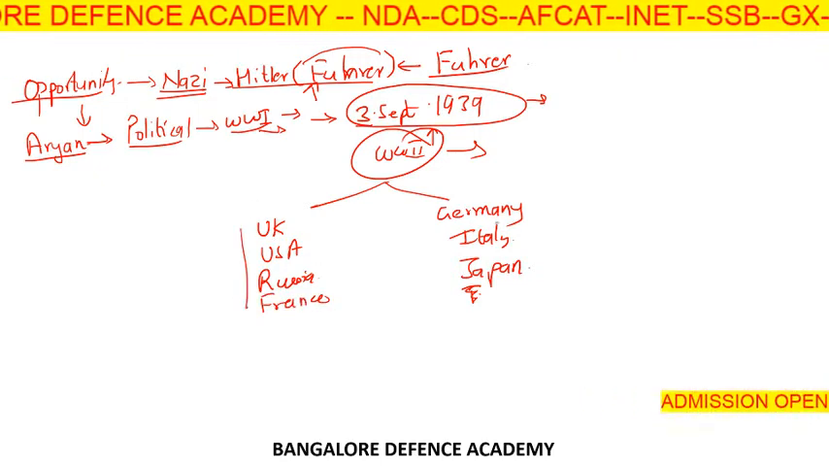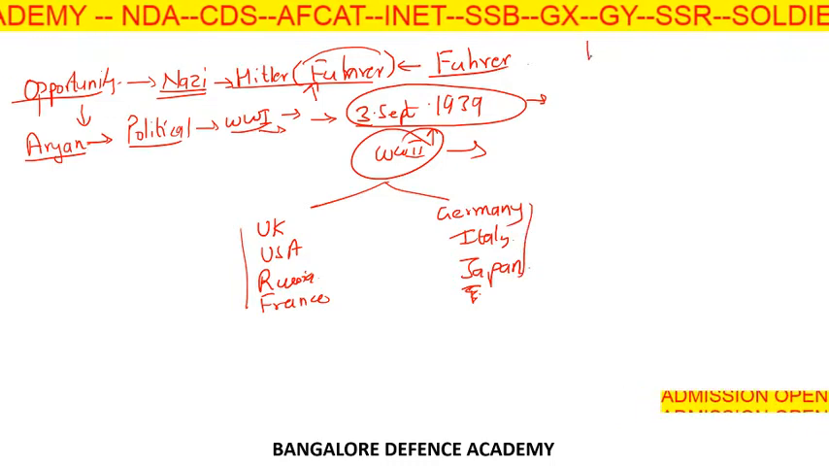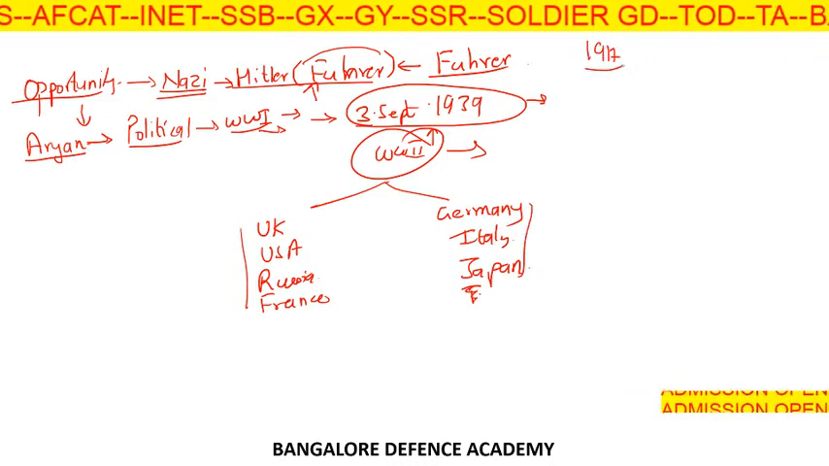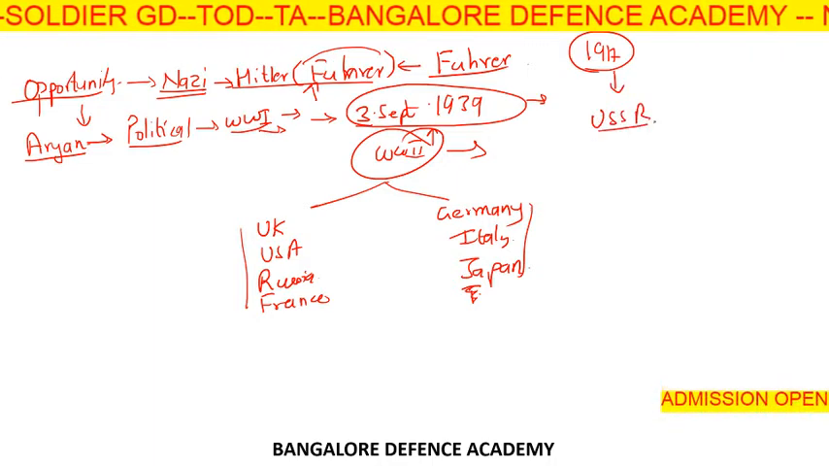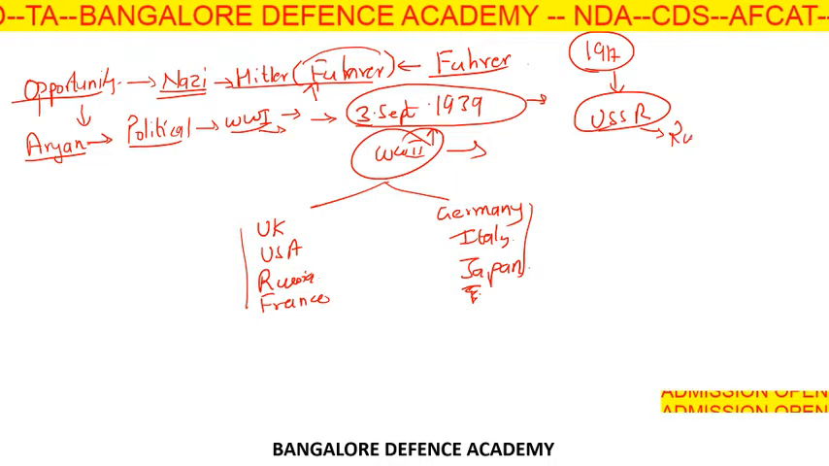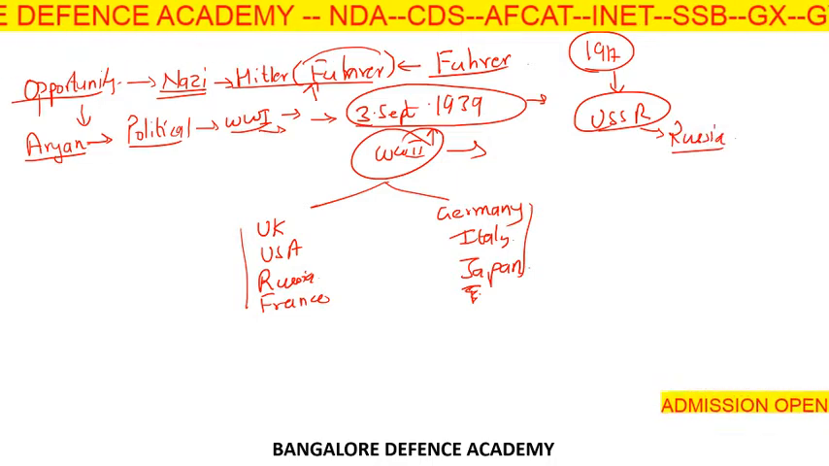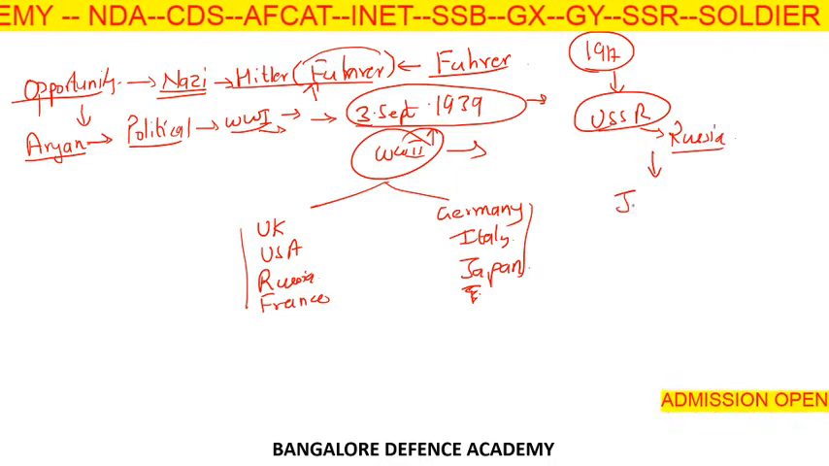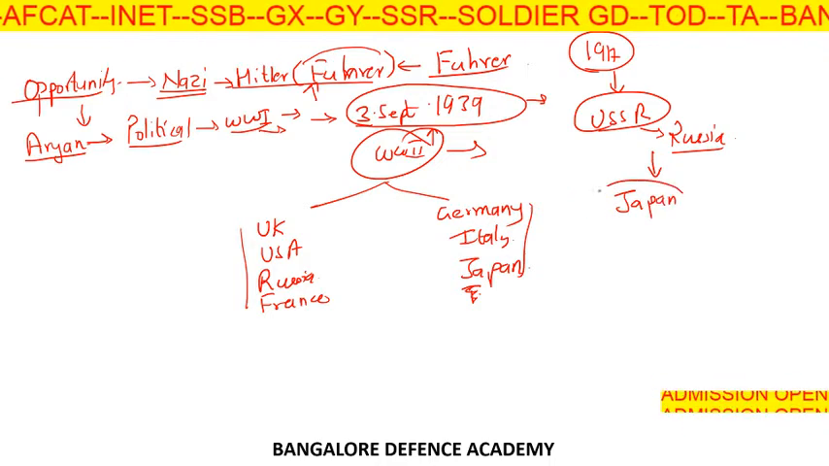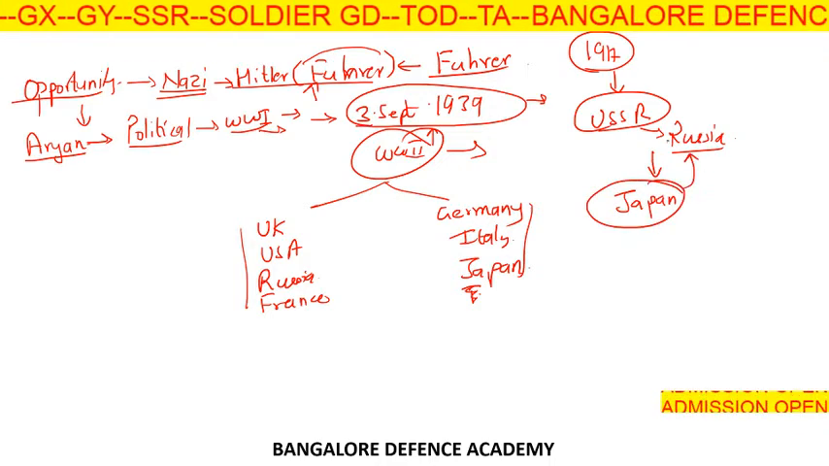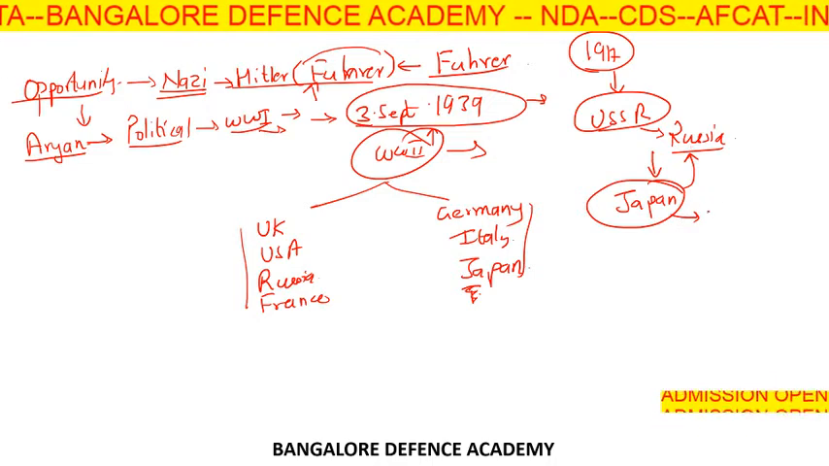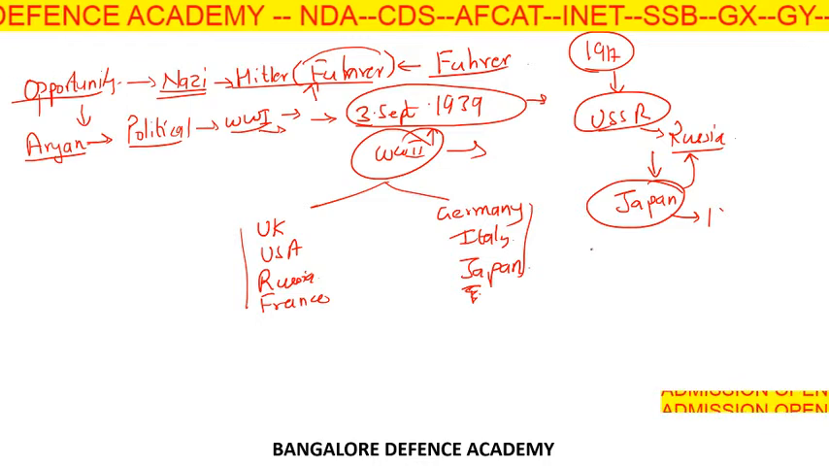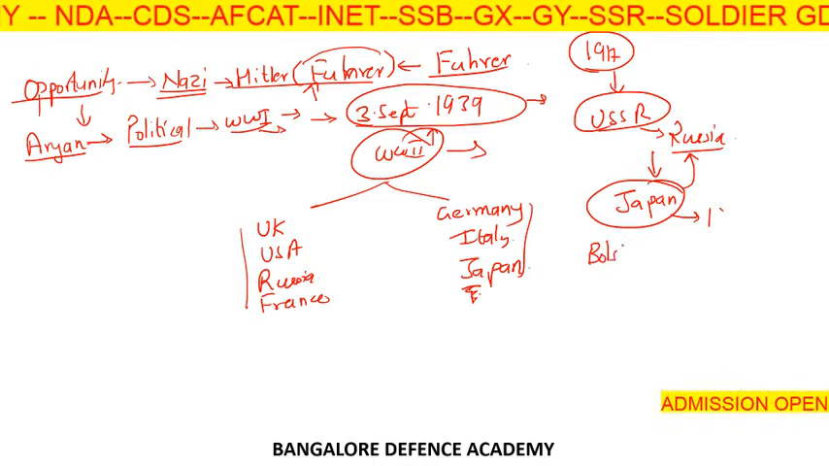Now, in World War One there was shocking news in 1917. USSR, or I can call it shortly Russia, was defeated by a very small nation, that is Japan. Japan defeated Russia during World War One, and this led to the Russian Revolution, which is called the Red Revolution or Bolshevik Revolution.